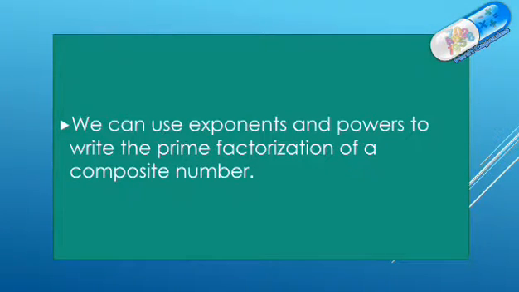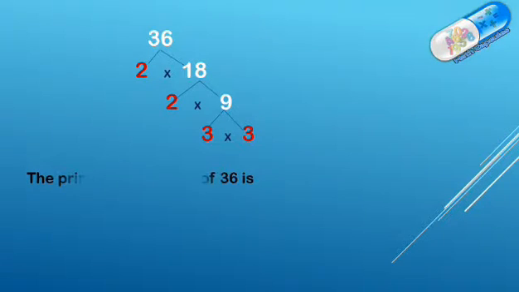Now we can use the exponents and powers to write the prime factorization of a composite number. Of course, we remember the prime factorization. For example, if we have the number 36, we make the factor tree like this. 36 is 2 times 18, and 18 is 2 times 9, and 9 is 3 times 3. Now we can write the prime factorization of 36. Remember from the video before of the prime factorization, the 36 is written as 2 times 2 times 3 times 3. Now instead of this, we can use the exponent form.